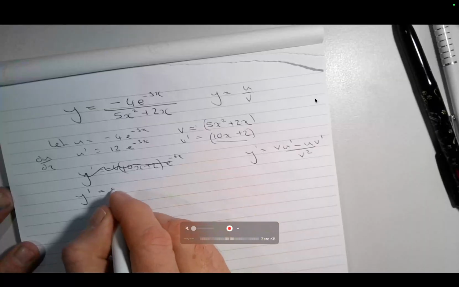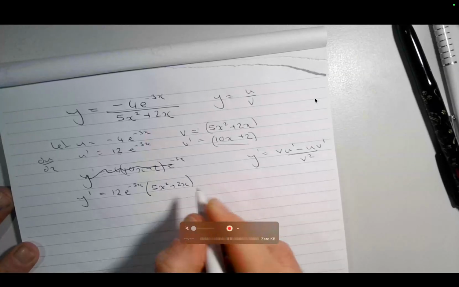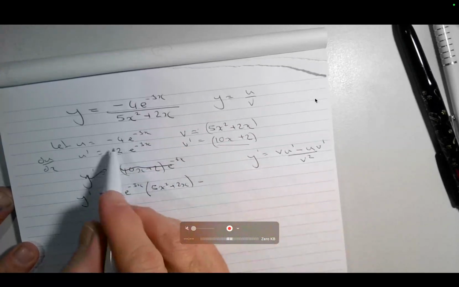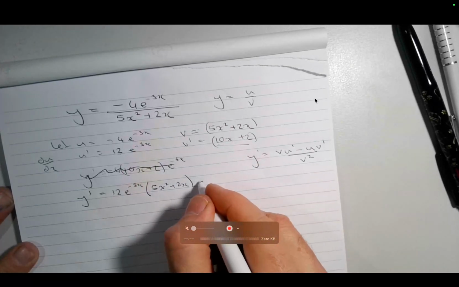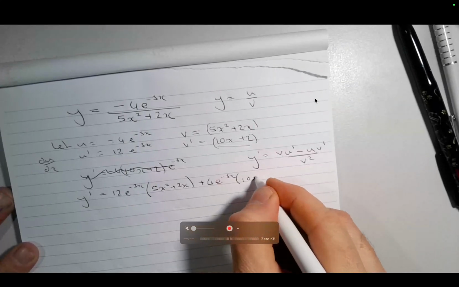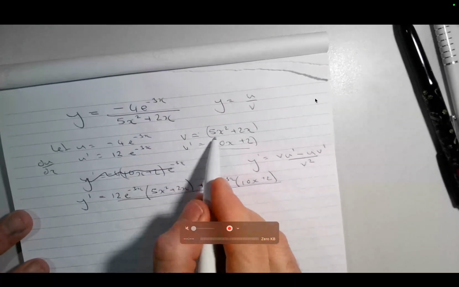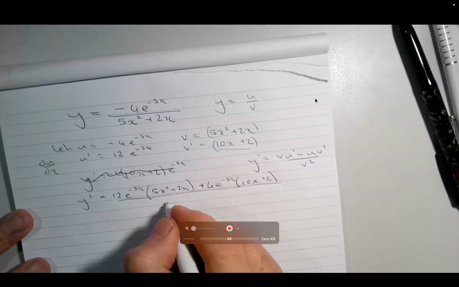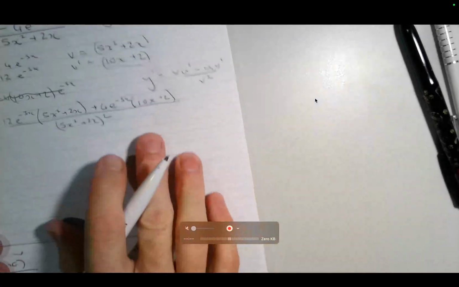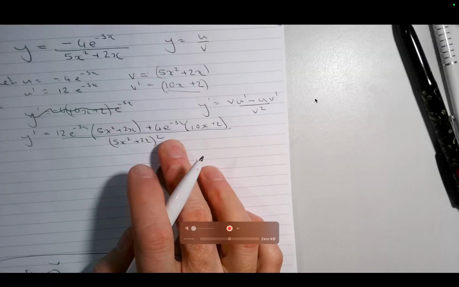So I'm going to put here 12e to the minus 3x bracket 5x squared plus 2x. So I've done that bit. Now minus this diagonal. Okay, minus minus becomes a positive. That times that, 10x plus 2. And that whole thing is divided by this thing squared. So that thing is going to be 5x squared plus 2x squared. Now, technically, I'm hoping that's the answer in NuLake.